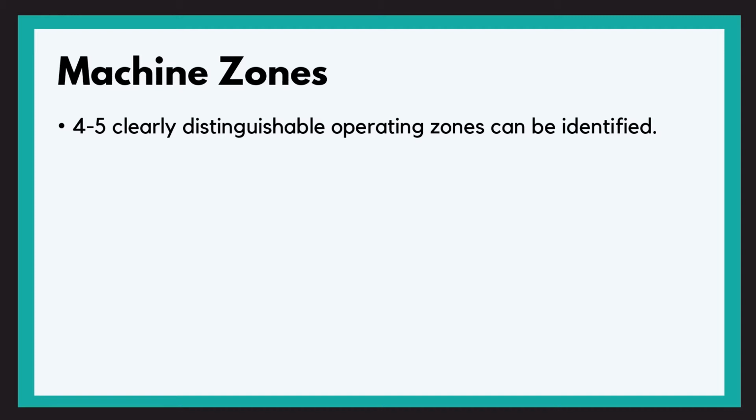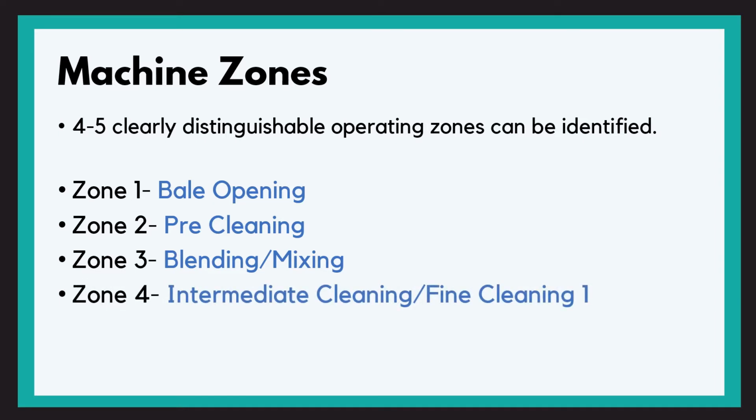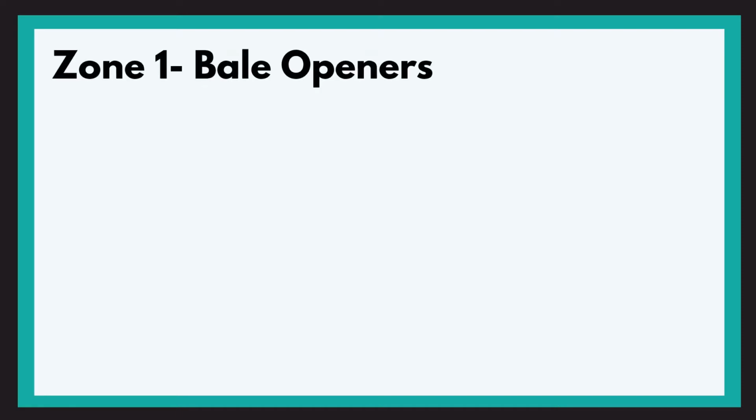These are: Zone 1 Bale Opening, Zone 2 has pre-cleaning, Zone 3 Mixing and Blending, Zone 4 is concerned with intermediate cleaning or fine cleaning part 1, and Zone 5 is fine cleaning part 2. So let's start with the Zone 1 machines that have a purpose of opening the bales.